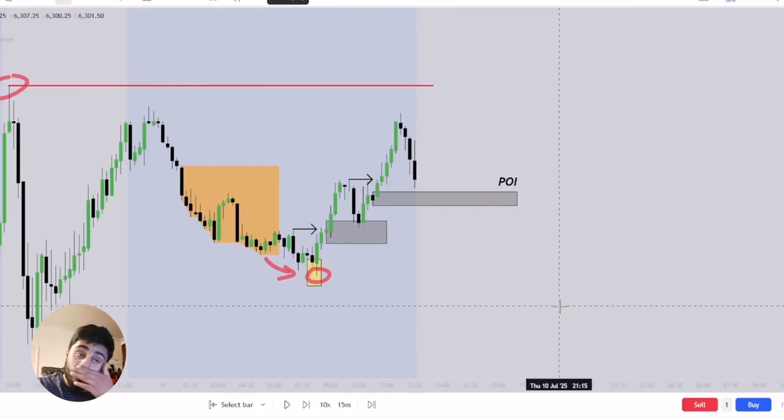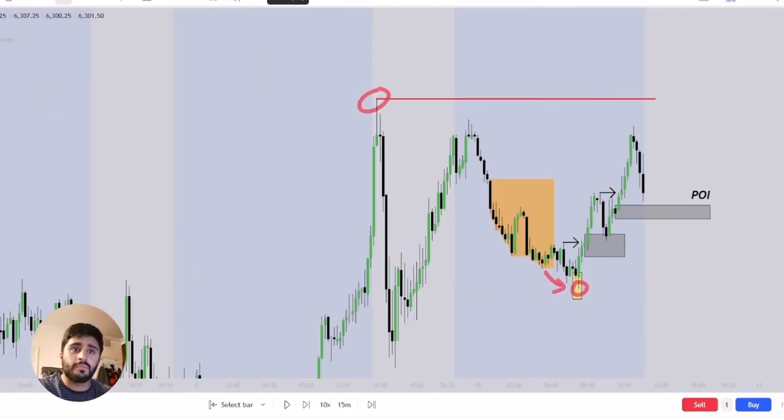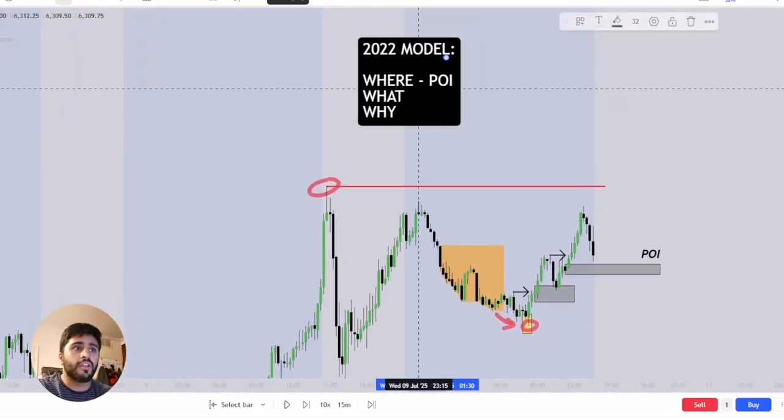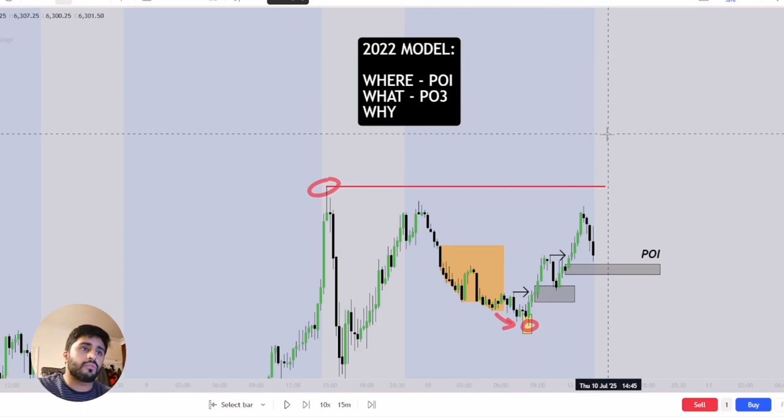as a base form for forming your entries. So that is the POI selection, right? So after your POI, you need to understand what you're looking for, right? So what are you looking for on those lower time frames? If you understood what you were looking for on those lower time frames, it will be so much easier to take trades without losing.